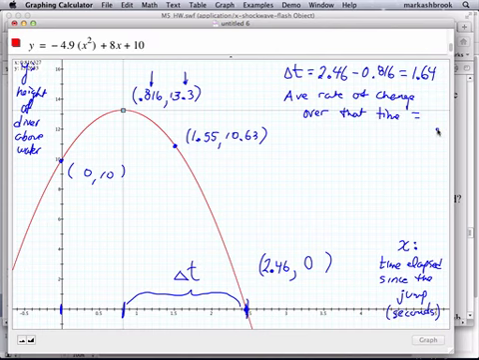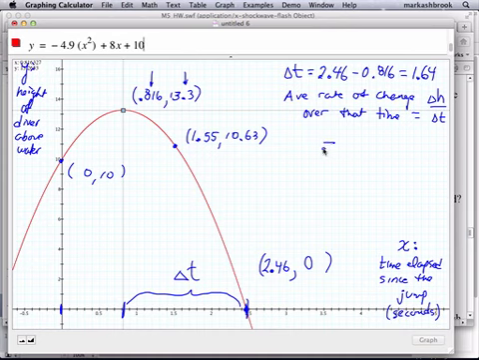Do you know how to, so over that time period, from the highest point to hitting the water, what would the average rate of change be? How would you calculate that? Okay, someone said delta y over delta t, or change in distance over change in time. Agree? Change in height over the change in time.